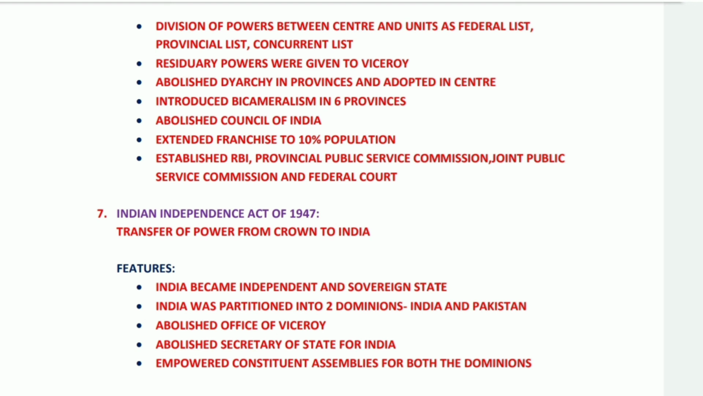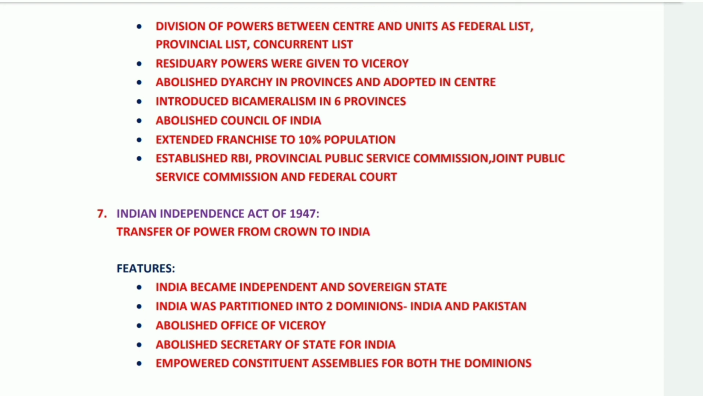So soon after this, there was a transfer of power from British Crown to India, and this transfer of power was made by a plan known as Mountbatten Plan. So under the Indian Independence Act of 1947, India got independent, and India was made a sovereign state on 15th August 1947. And under this act, India was divided into two dominions. One is India and the other one is Pakistan.